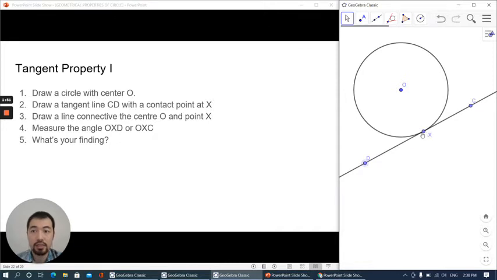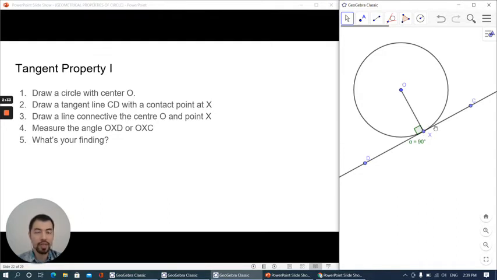Good. Now we want to draw a line connecting the center O and point X. So I'm going to connect O and X right there. Using your protractor, measure the angle OXD and OXC. I'm going to use my protractor from here. And what do you get? You get 90 degrees, angle OXD, and of course the other side will also be 90 degrees.